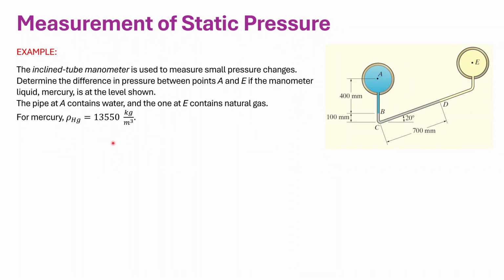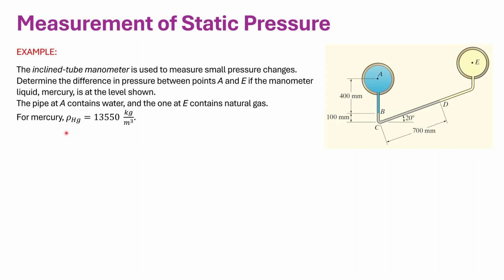Last example on measurement of static pressure. As you know, the inclined tube manometer is used to measure small pressure changes. So this question is, determine the difference in pressure between points A and E if the manometer liquid, mercury, is at the level shown. The pipe at A contains water up to this point, and the one at E contains natural gas. So we have water here, natural gas here, and mercury here.